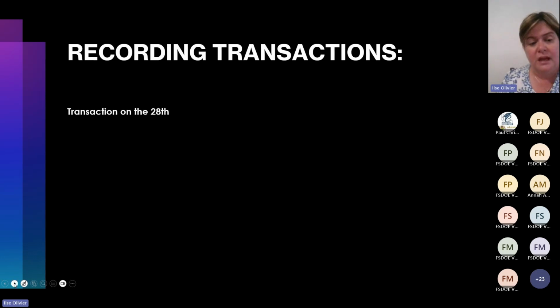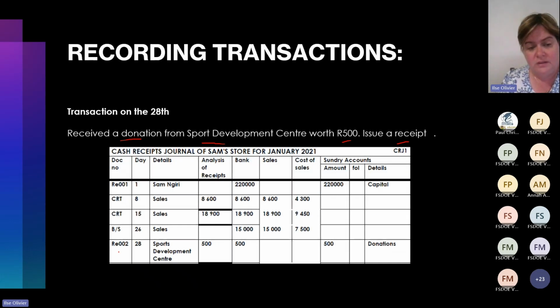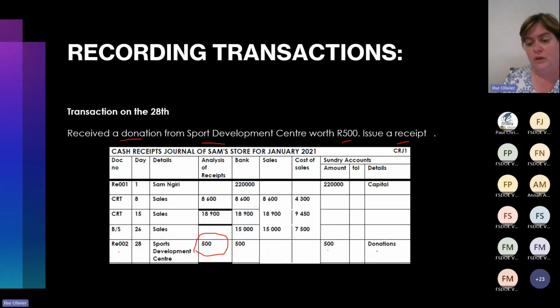Right. Then on the 28th, receive a donation from the Sports Development Center for 500 Rand. Issue receipt. Okay. So now we received it: receipt 002 on the 28th. The Sports Development Center, 500 Rand in analysis of receipts, because they didn't say it was directly deposited or according to a bank statement. So we assume that we received it at the business. We banked it. But remember now, it's not sales. A cost of sales will only be there when there is sales. So where do we write it? In the sundry account, 500 Rand for a donation.